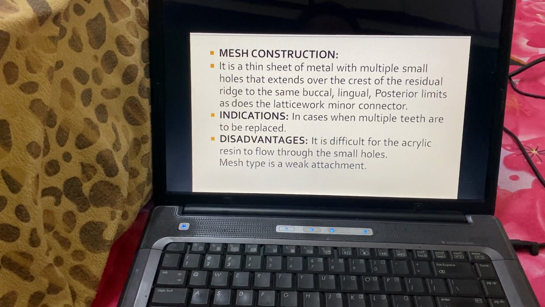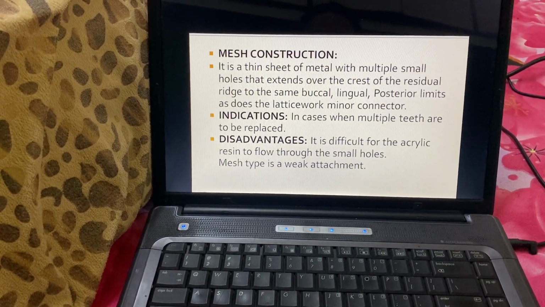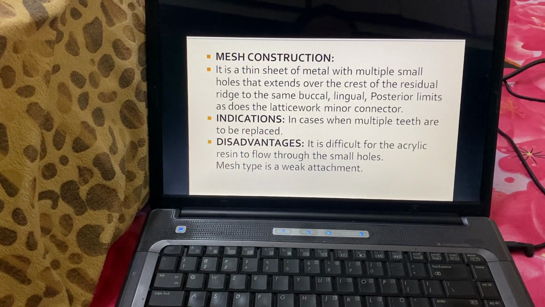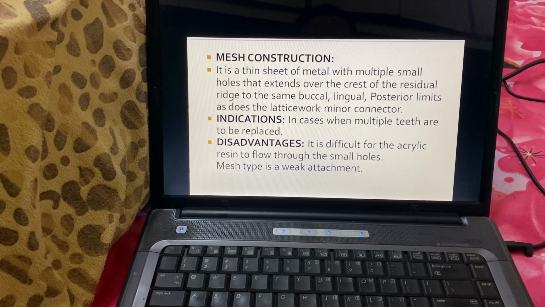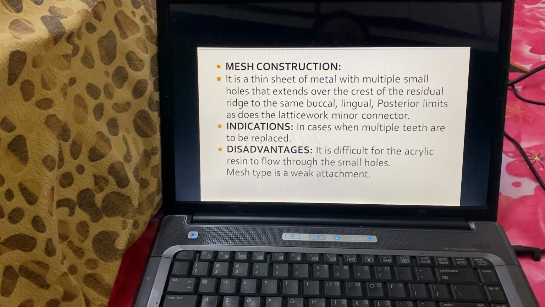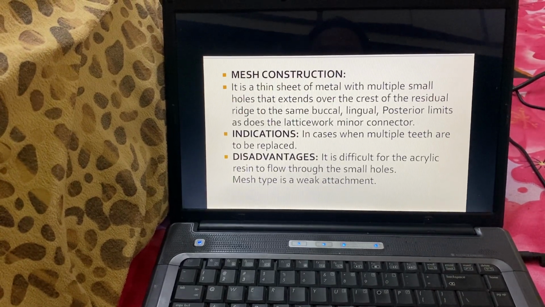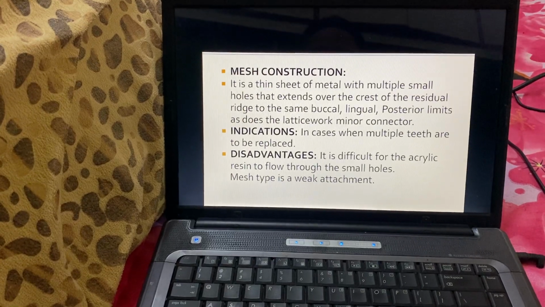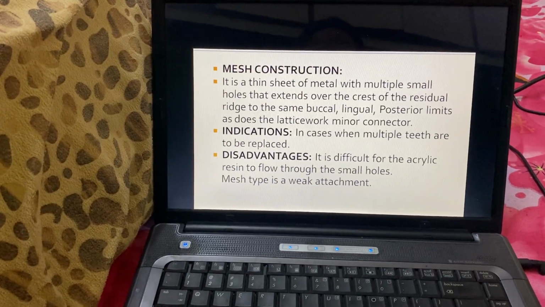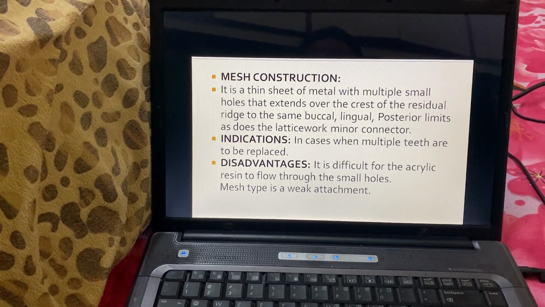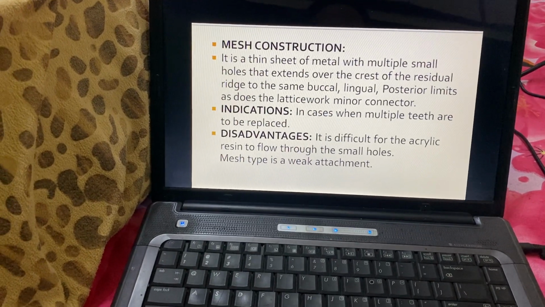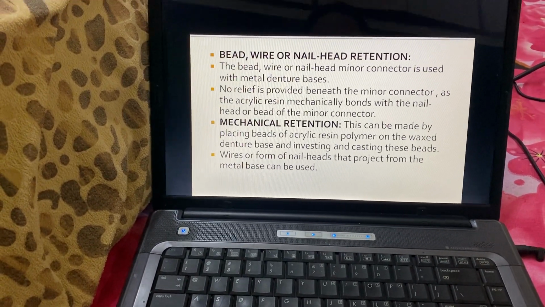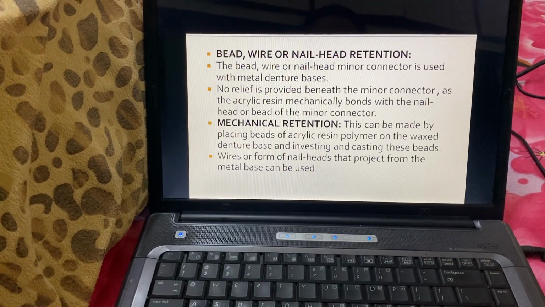Second, the mesh construction. It is a thin sheet of metal with multiple small holes that extends over the crest of the residual ridge to the same buccal lingual posterior limits as does the lattice work minor connector. It's indicated when multiple teeth are to be replaced. However, the disadvantages are it's difficult for the acrylic resin to flow through the small holes. It's a weak attachment.